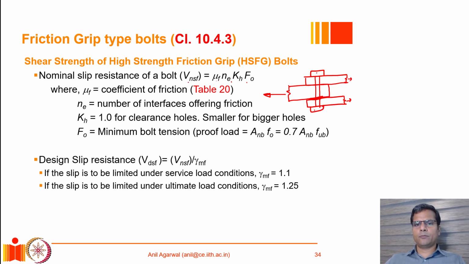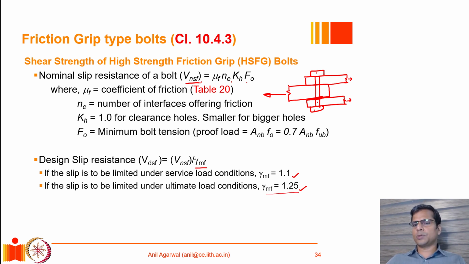Now that VNSF, which is given here, is basically the nominal strength. There is no factor of safety applied yet. After applying the material factor of safety, we would use the gamma MF value, which is either 1.1 or 1.25, depending on the following condition. If this joint is supposed to behave like a slip critical joint under ultimate loads also, then the factor of safety is to be taken as 1.25.